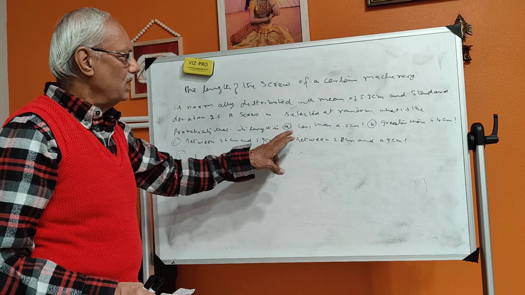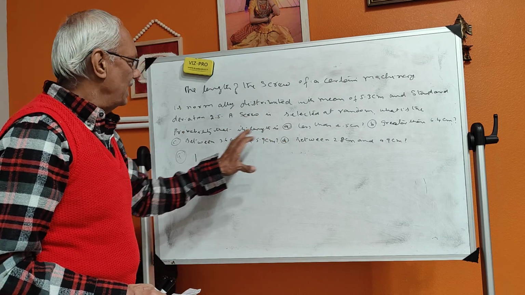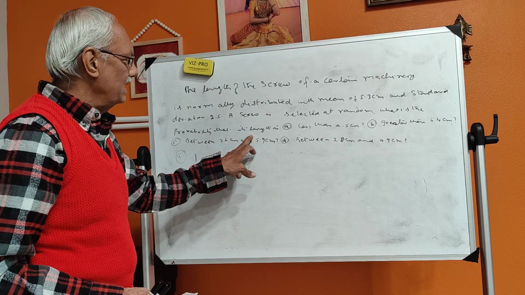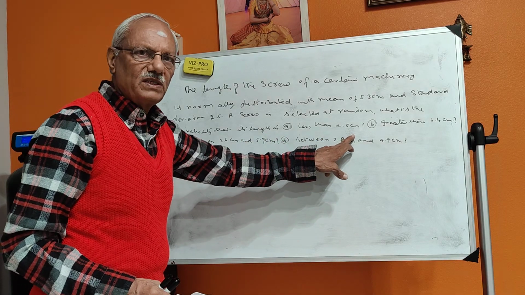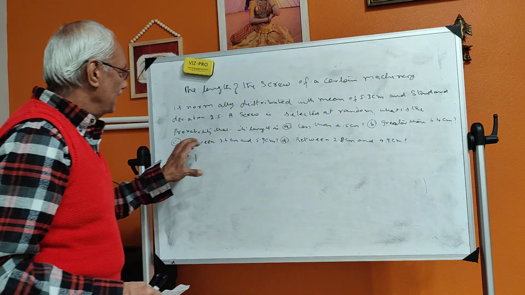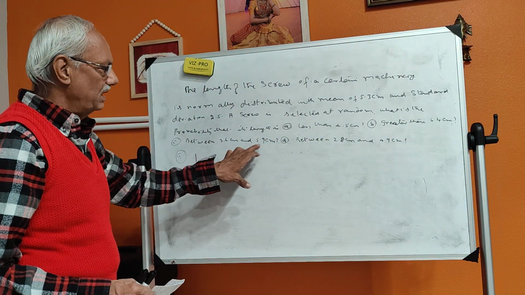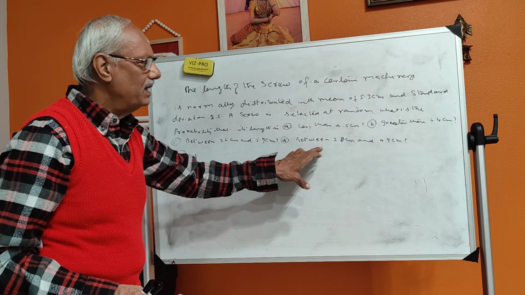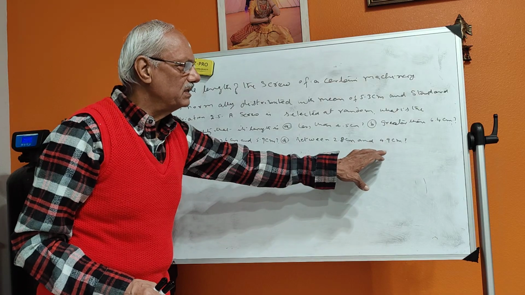What are the questions? What is the probability that the length is less than 4.5 centimeters, the length is greater than 6.4 centimeters, the length lies between 3.6 and 5.9 centimeters, and between 2.8 centimeters and 4.9.